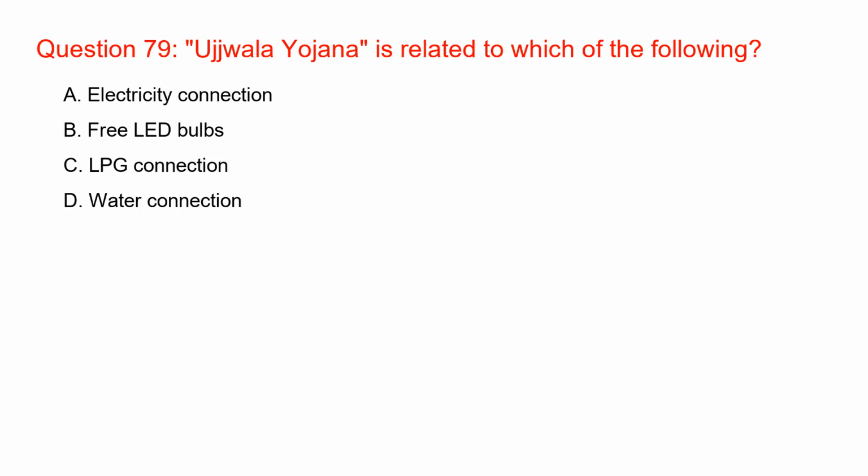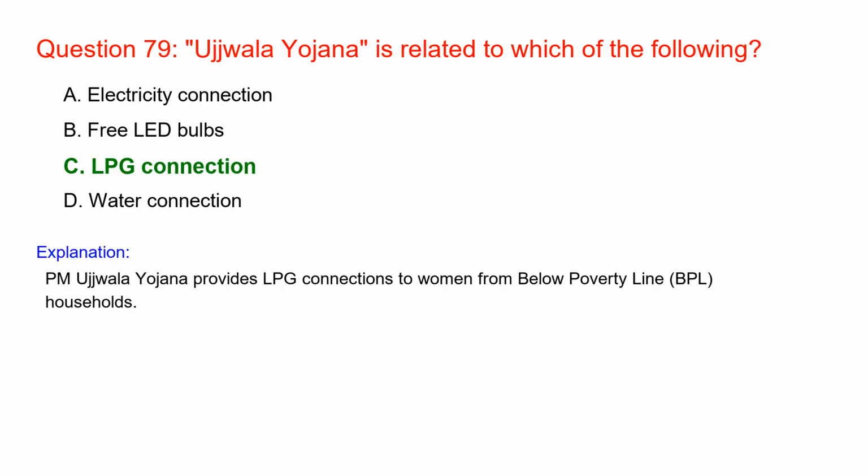Ujjwala Yojana is related to which of the following? LPG connection. PM Ujjwala Yojana provides LPG connections to women from below poverty line (BPL) households.